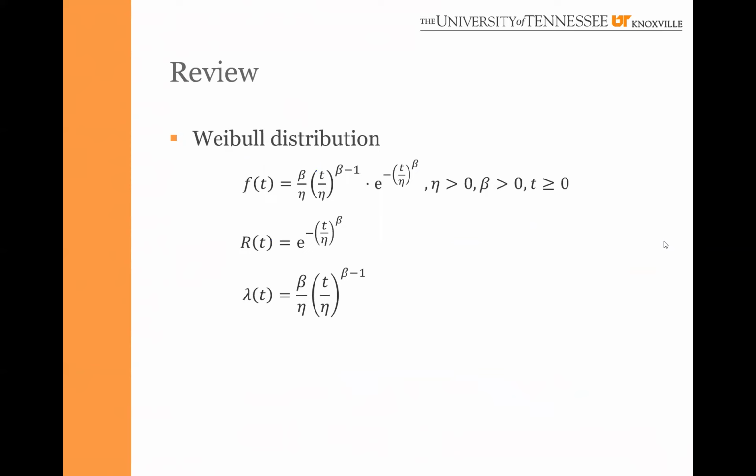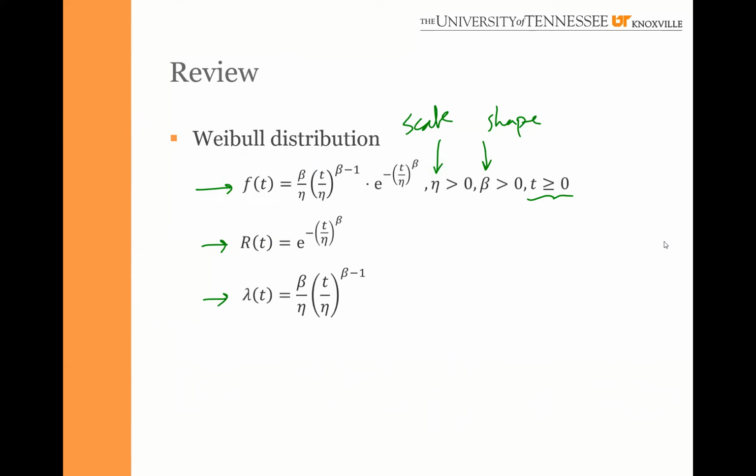All right. Then we moved on to Weibull distribution. Here I've listed the PDF, reliability function, and hazard function. We know that this is a positive random variable, T greater than or equal to 0, and the two parameters are also positive. What is the name of beta? Remember we said we have a few names for our parameters: shape, scale, location, rate. Beta is shape. What about eta? Okay, good.